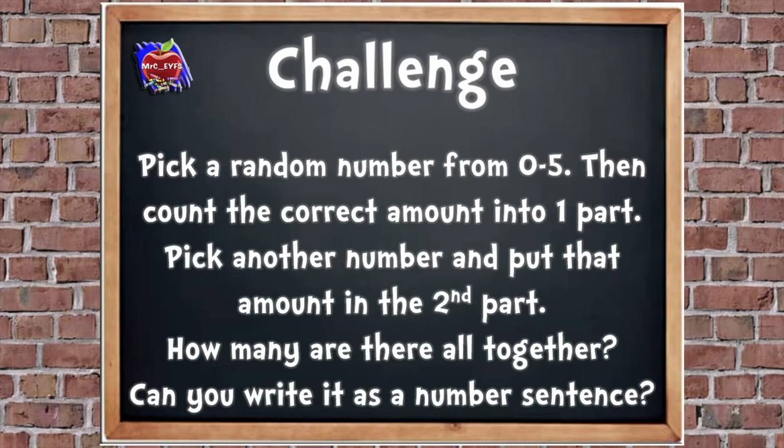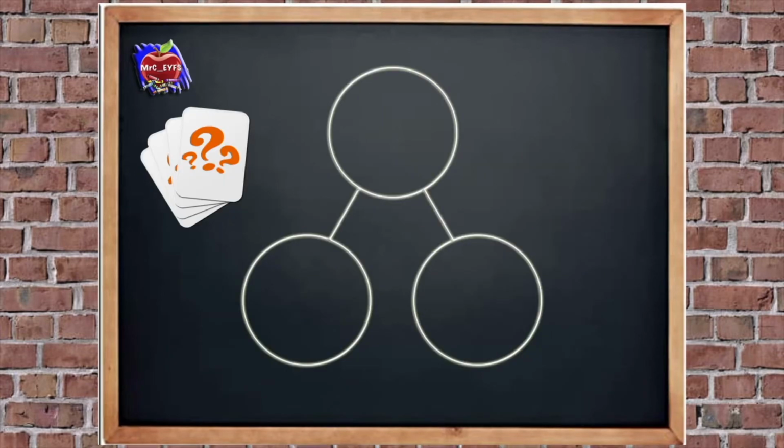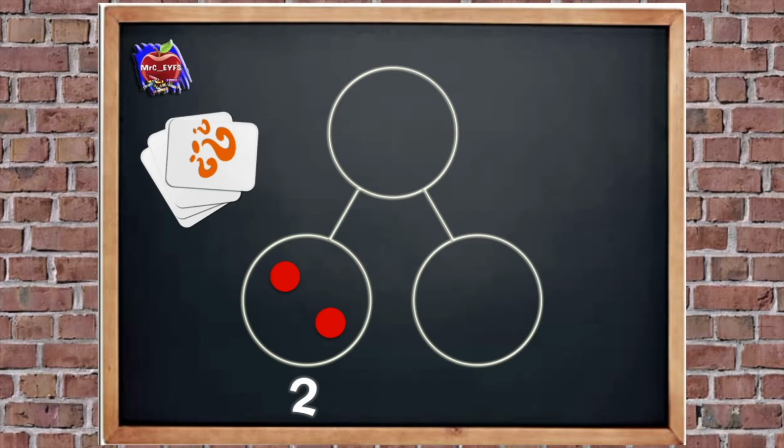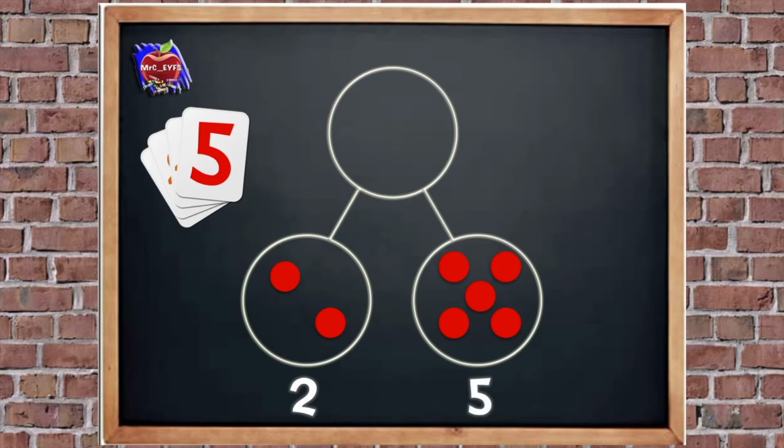Right, I'm going to explain what you have to do now. So you ready? I've got my number cards again. So I'm going to pick a number. What are we getting? What number is that? Two. So I'm going to put two counters in my first part. Let's choose another card. Are you ready? What number is that? Yeah, five. So let's put five in the second part. So we've got two and we've got five. And we're going to add them together.